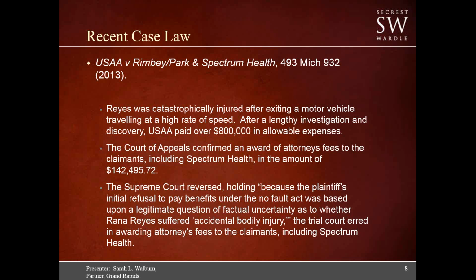For example, USAA versus Rimby Park. Reina Reyes was catastrophically injured. She's lucky she didn't sustain even worse injuries and die as a result of this accident. I believe the car was moving at 45, 55 miles an hour. So Reina was out at her birthday party and had been drinking, and she got into the car. She was a passenger with her boyfriend, I believe it was, and they were arguing, they were fighting. So Reina apparently had enough. She opened the door and she jumped out, sustaining catastrophic injuries.